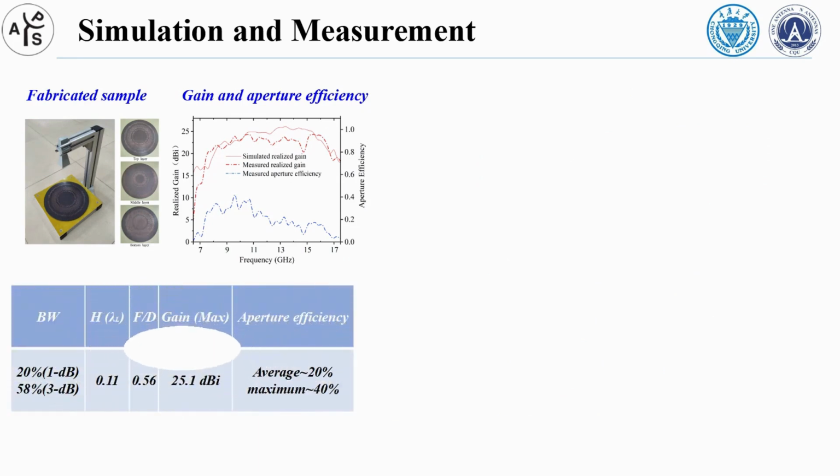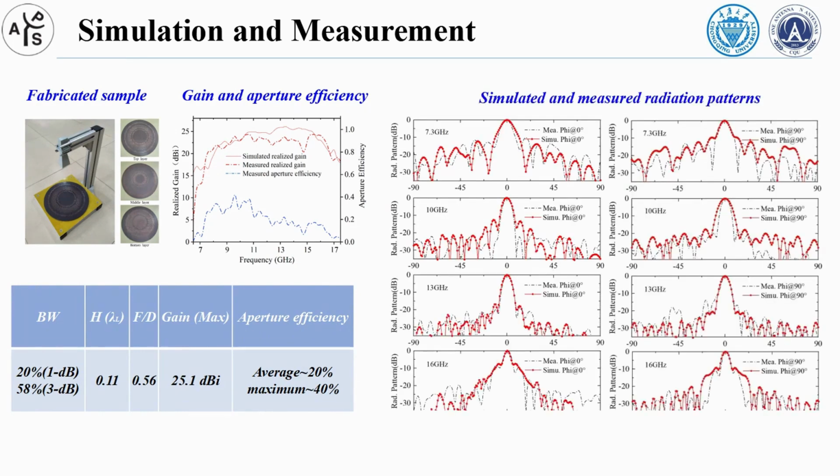The fabricated sample is shown in the upper left corner. The measurement and simulation results of the sample are very consistent. The maximum gain is 25 dBi, the 3 dB bandwidth was 58%, and the maximum aperture efficiency was more than 40%. In addition, the radiation pattern within the frequency band was also very consistent with the simulation value, which verified the effectiveness of this design.